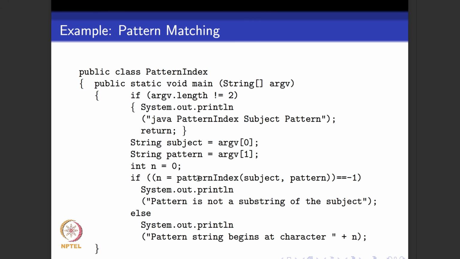So that's what it says. So it says that you return -1. If the code returns -1, then you output saying the pattern is not a substring of the subject. If the code returns any other value, then you say the pattern does occur in the subject as a substring and it begins at this particular index. One more thing to note is this: we look at a pattern as a contiguous substring. We don't look at it as bits and pieces, right?